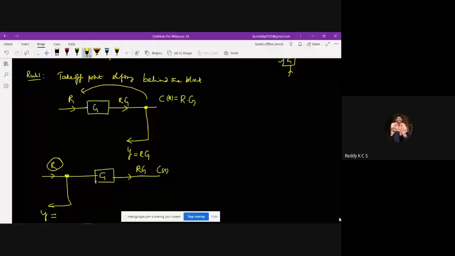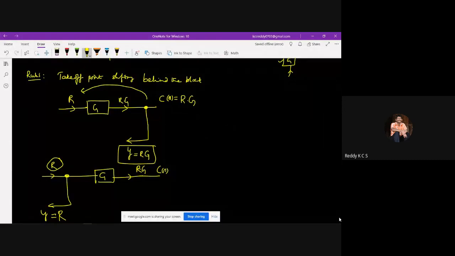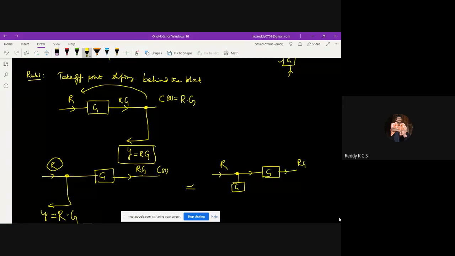So y is equal to r only, but the feedback signal value should not be affected. Just shifting the takeoff point as you like will not work. So what modification needs to be done? Here it has to be multiplied with g. If I multiply this r signal with g, then I get y is equal to r into g. So what I'm doing is adding a g here, and this is r into g, which is equal to c.